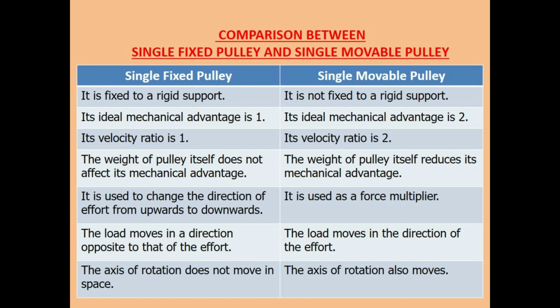The weight of the pulley itself does not affect its mechanical advantage in case of a single fixed pulley, but the weight of the pulley itself reduces the mechanical advantage of a single movable pulley. A single fixed pulley is used to change the direction of effort from upwards to downwards, as we have discussed, but the single movable pulley is used as a force multiplier. In case of a single fixed pulley, the load moves in a direction opposite to that of the effort, but in case of a single movable pulley, the load moves in the direction of the effort. In case of a single fixed pulley, the axis of rotation does not move in space, but in case of a single movable pulley, the axis of rotation also moves.